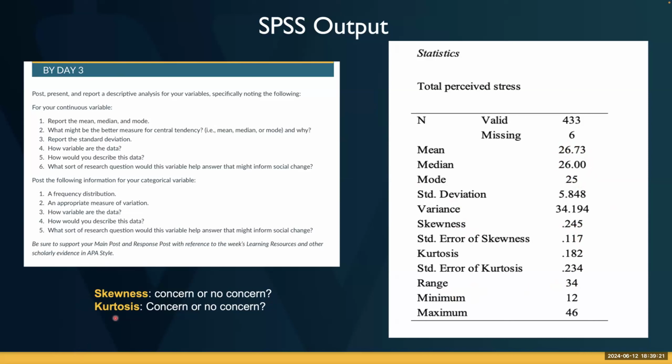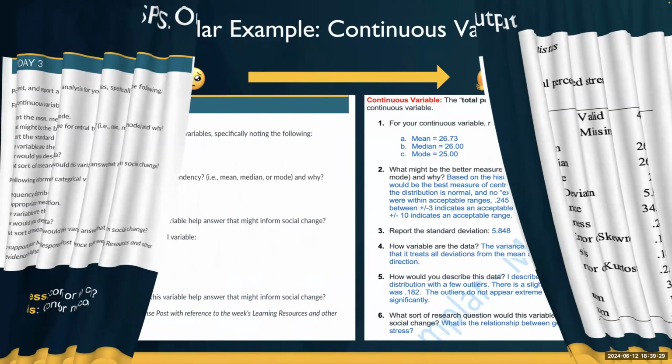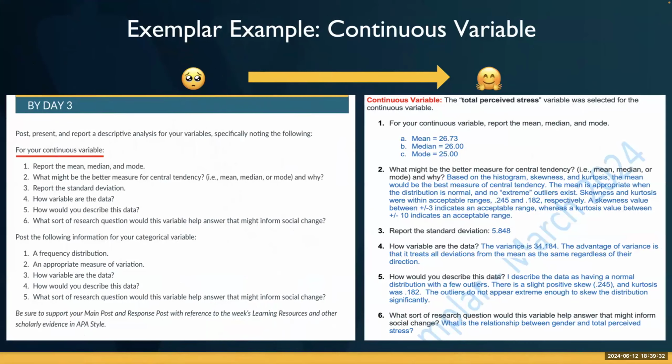Now, in this case, what we're going to do is look at an example for a continuous variable, okay? And the exemplar that you're going to get is going to look like this. By day 3, you're going to post, present, and report a descriptive analysis for your variables. And you're going to select the variable. Now remember, in the data set you use, you're going to select a continuous variable. So I would select a scale variable, remember? And as you can see, the mean, the median, the mode are just right from the output.